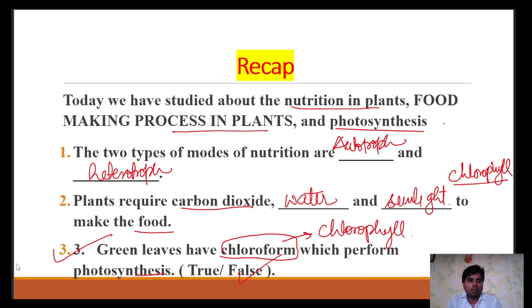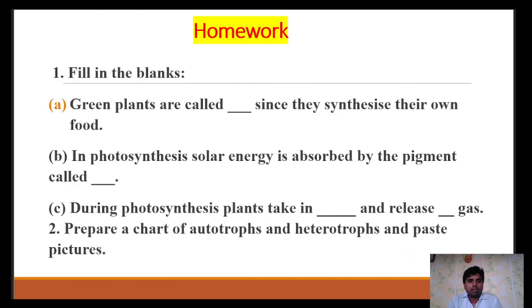Now moving to the homework part. Student, I have given you fill in the blanks. Green plants are called dash since they synthesize their own food. In photosynthesis, solar energy is absorbed by the pigment called dash. During photosynthesis, plants take in dash and release dash gas. In the second question, you have to prepare a chart of autotrophs and heterotrophs and paste their pictures. I hope student you have understood this class very well.